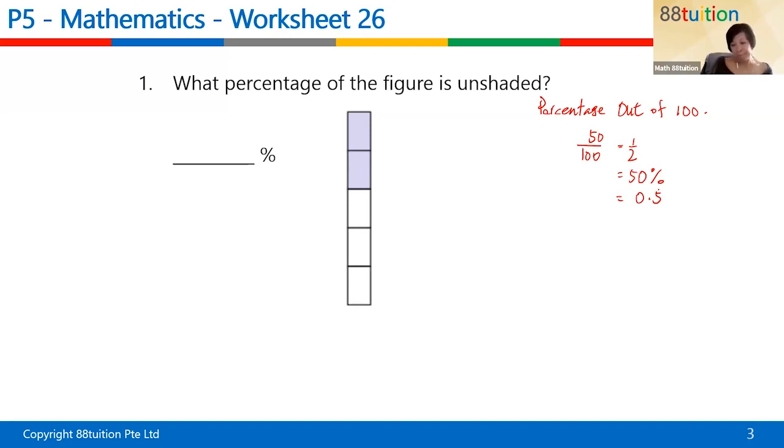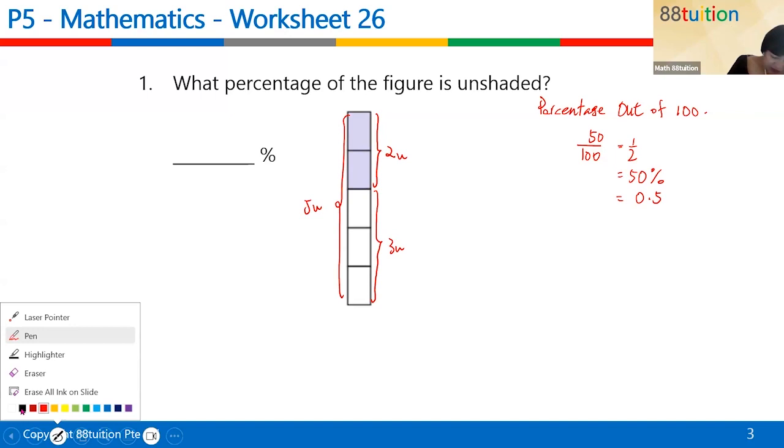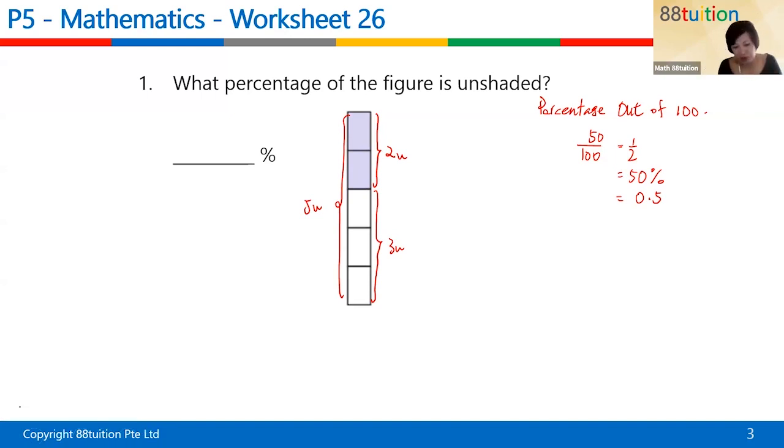Okay, so look at this model drawing that you have shaded 2 out of 5. So can I say this is 2 for the shaded, and this is 3 units for the unshaded? So all in all, you have 5 units. So for the total base, we always say that this is 100%, from here to here.